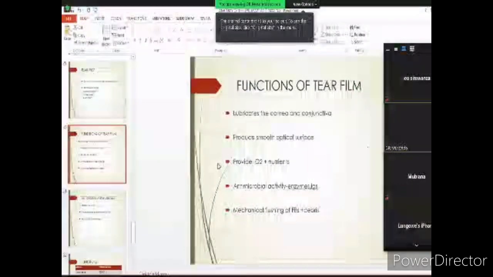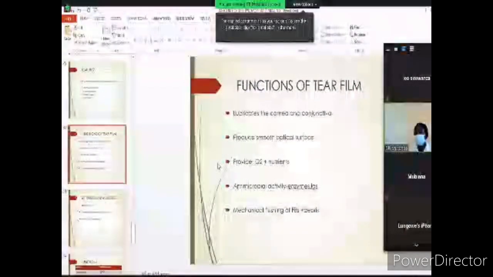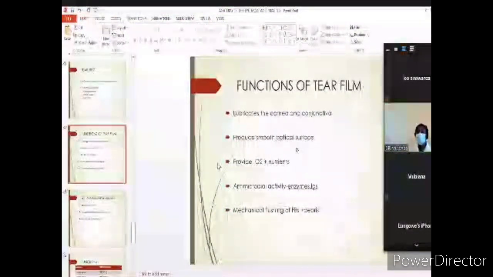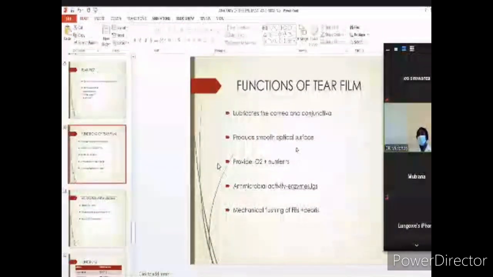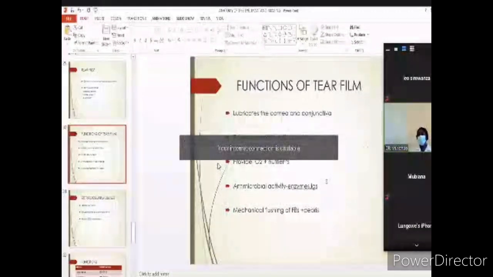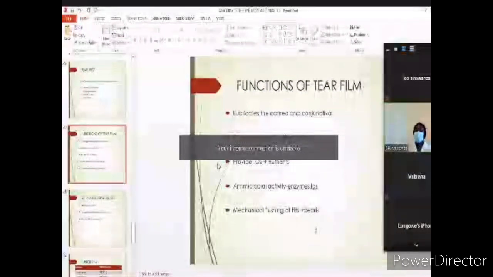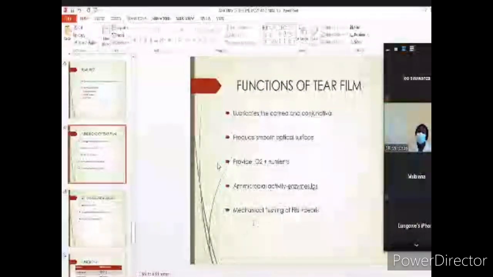Smooth optical surface. It provides oxygen and nutrients, and of course antimicrobial activities, because in there are enzymes, immunoglobulins, all that to fight any infections that may enter the eyes. And of course, the tears mechanically will flush out foreign bodies or even debris.